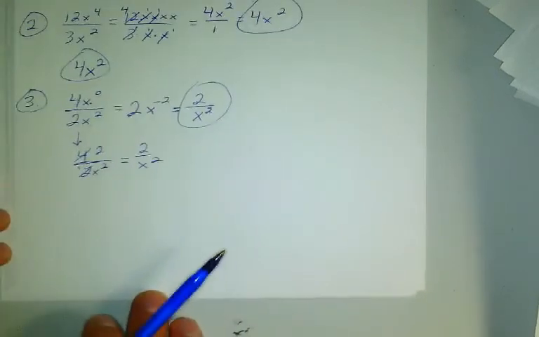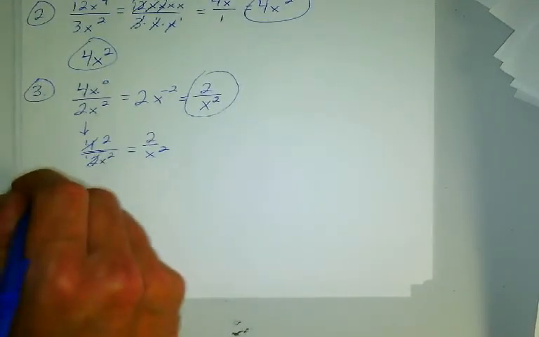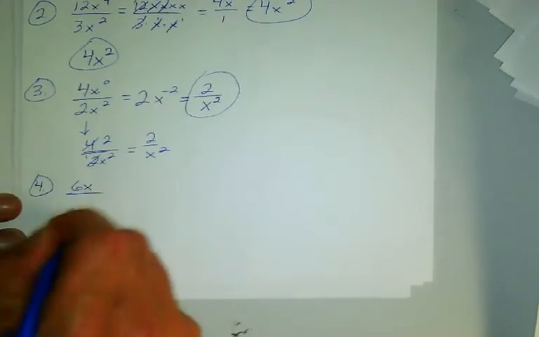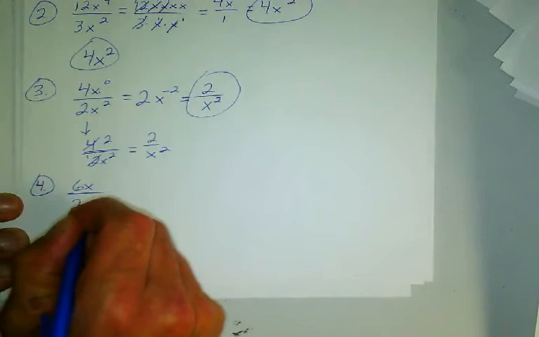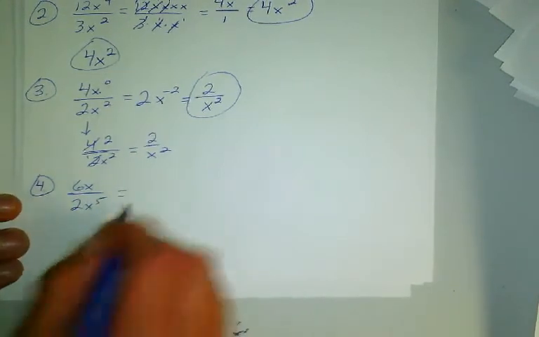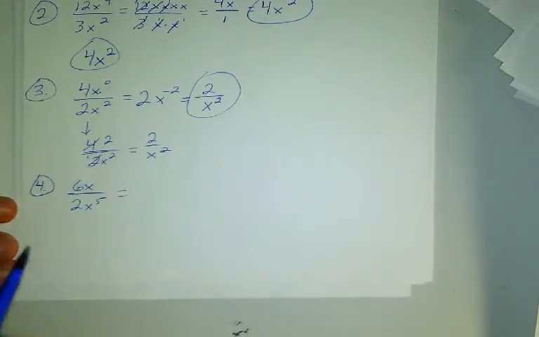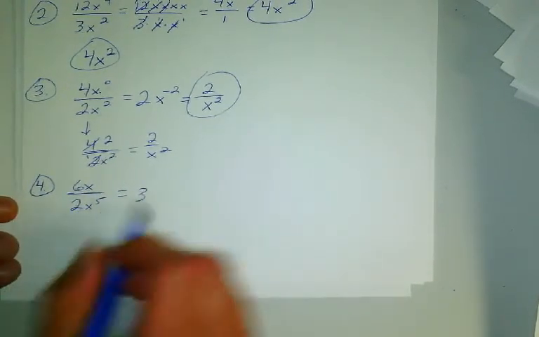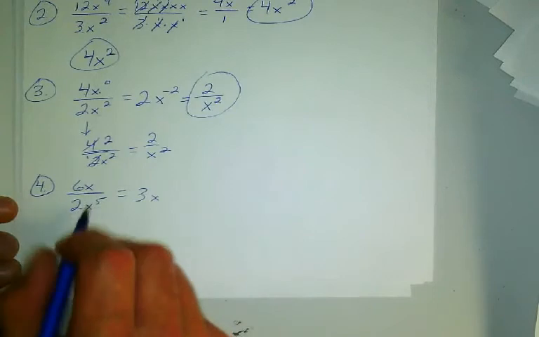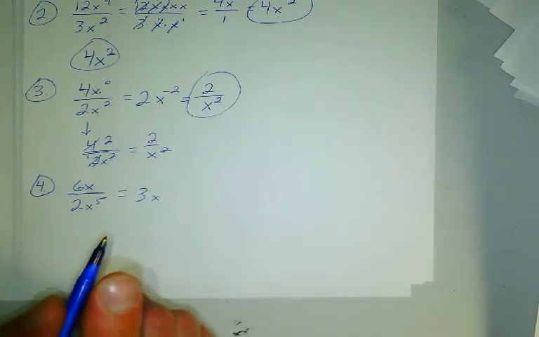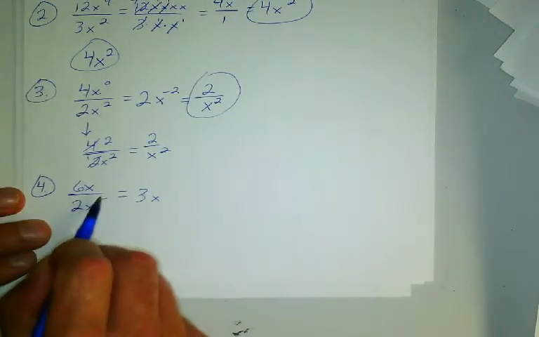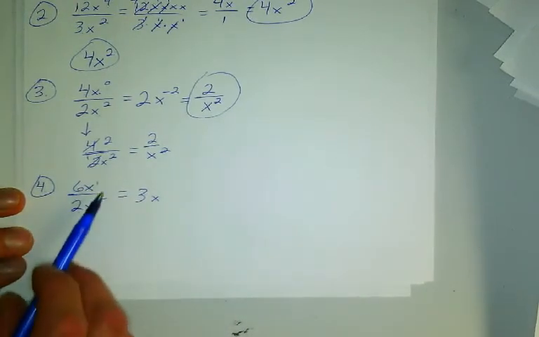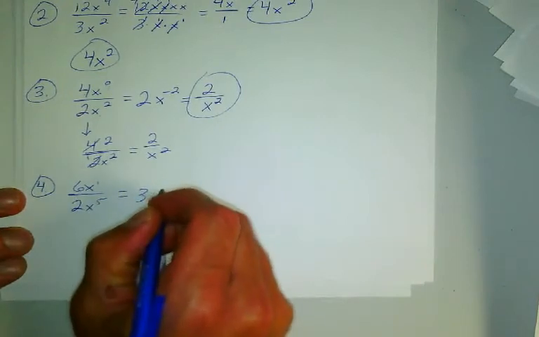Two more examples. Example 4. Let's have 6x divided by 2x to the 5th. So I'm going to divide my numbers. 6 divided by 2 is 3. Keep my base the same, x. Now I need to divide, or subtract, my exponents. Now, if you don't see an exponent, that means there's a 1 there. So I have to do 1 minus 5, which is negative 4.